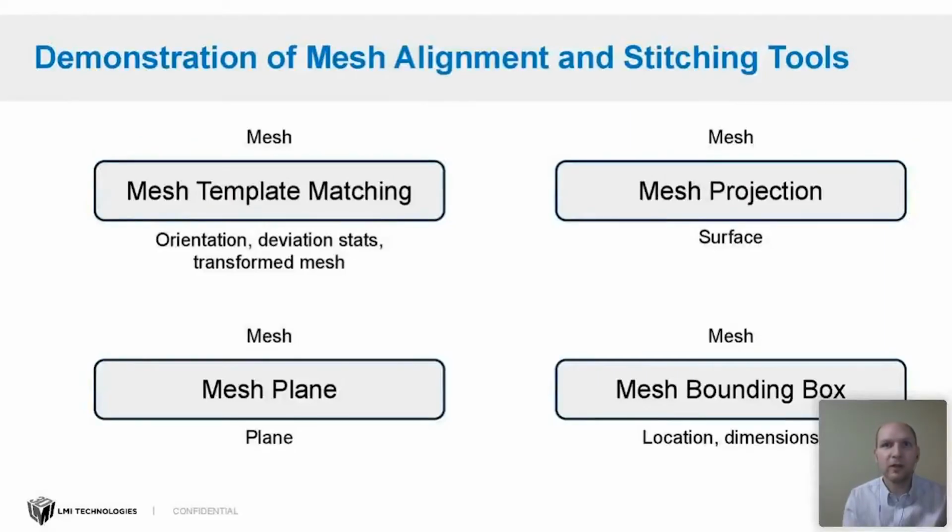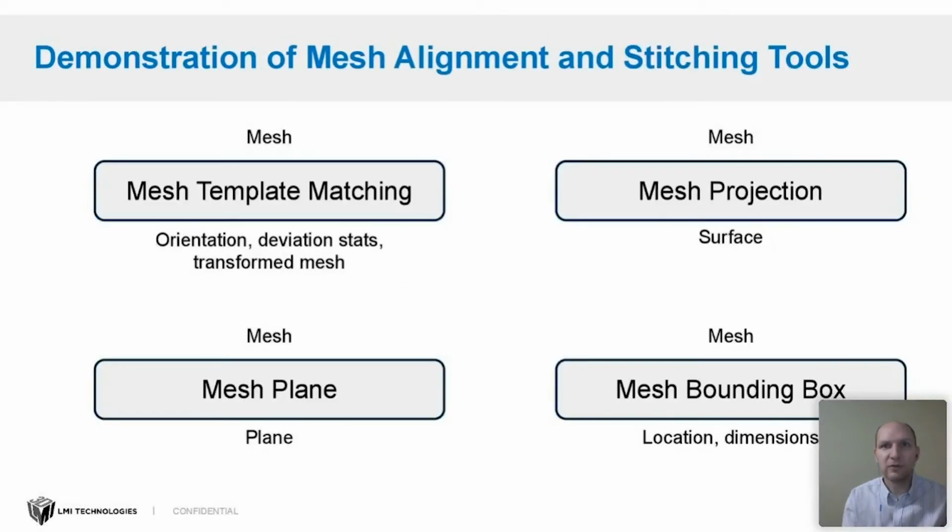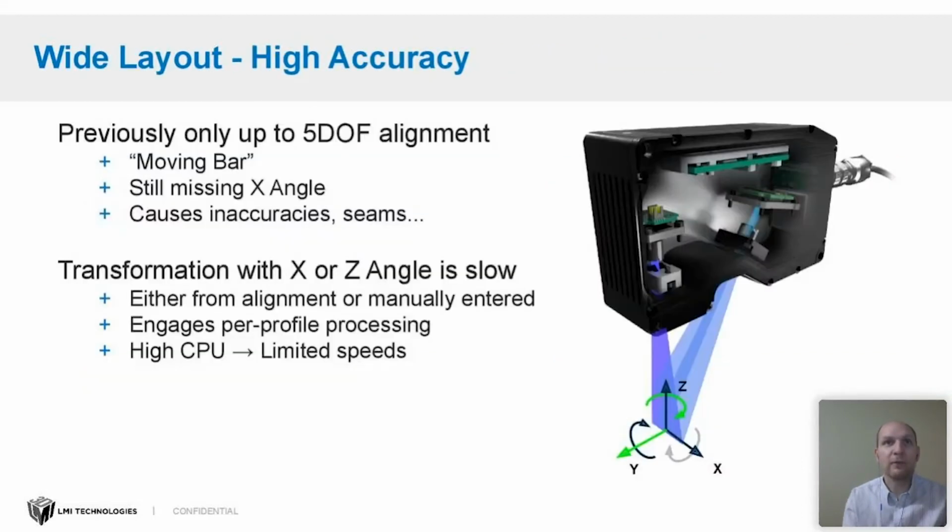There we go. So in here, this again is just the overview of the tools. So a total of 4 new tools around mesh, operating on mesh, and then 2 new tools for alignment and generating the mesh. Now moving on to an additional improvement that we've made around alignment.